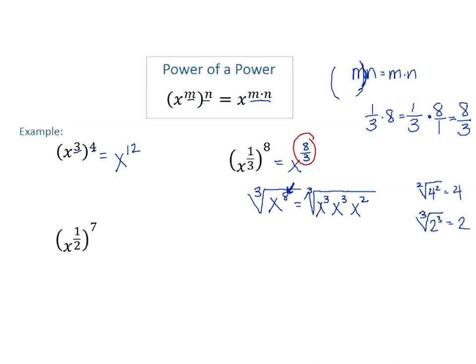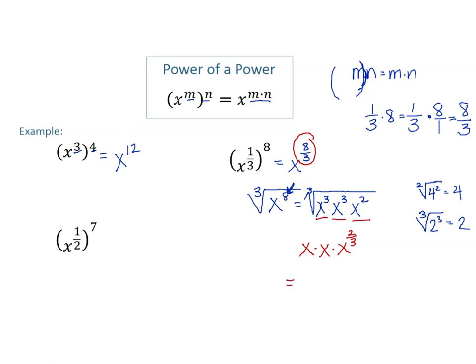So now I'm going to do it one at a time. The cube root of this first x cubed is just going to be x. The cube root of this second x cubed is also just going to be x. And for the last one, I don't have enough to take it out, so that's going to stay x to the 2/3, sorry. Right? So now I've got x times x to the 2/3.